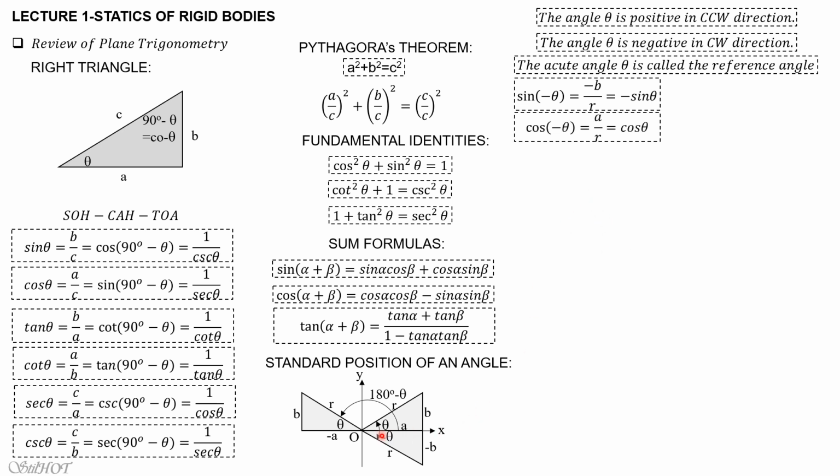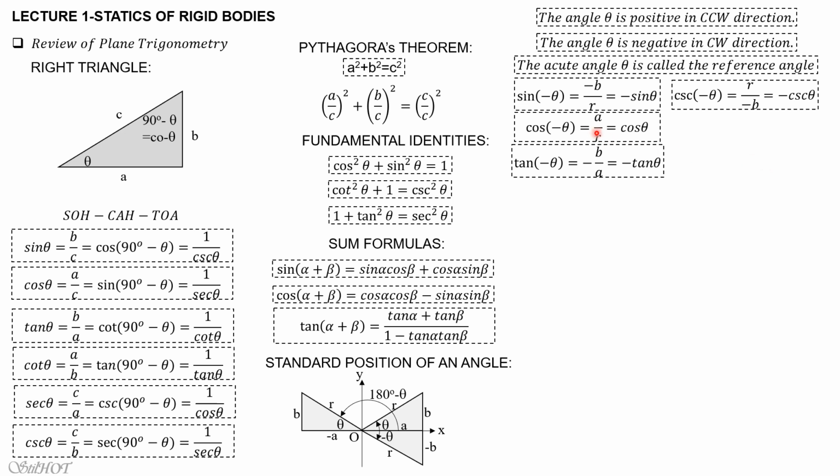Then tangent of negative theta is equal to negative b over a, opposite over adjacent, but opposite is negative b. Therefore, it is equal to the negative tangent of theta because b over a is tangent of theta. So because b is negative, it is negative tangent theta. Let's begin with cosecant of negative theta first. It is r over negative b, and the ratio r over positive b is cosecant theta, so there is a negative sign here. Therefore it is negative cosecant theta.